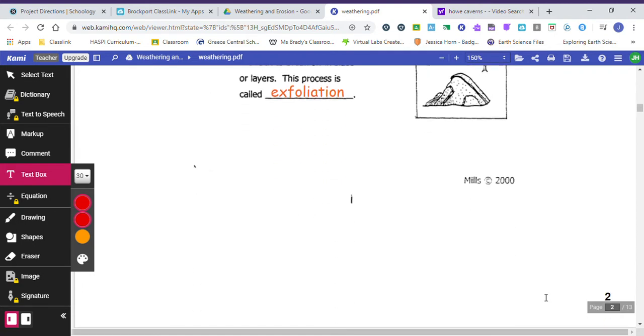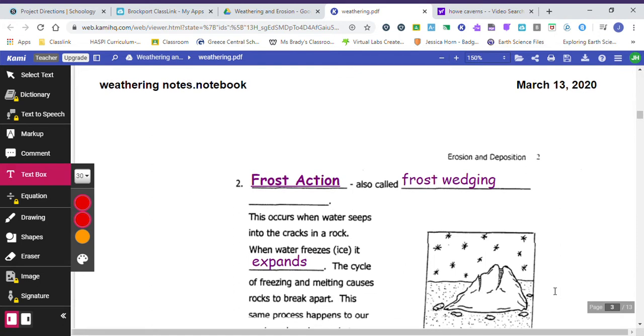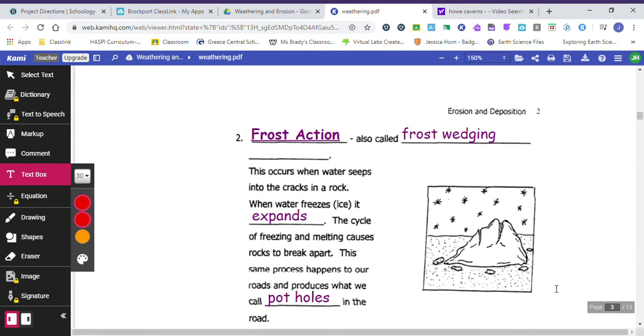Another example of something that can cause physical weathering is called frost action. Its other nickname is frost wedging. And this still has something to do with temperature, but it happens when water gets in between little cracks in the road or little cracks in a rock. And then when that water freezes and it expands, it will crack the rock even more, or it will make the pothole even bigger.